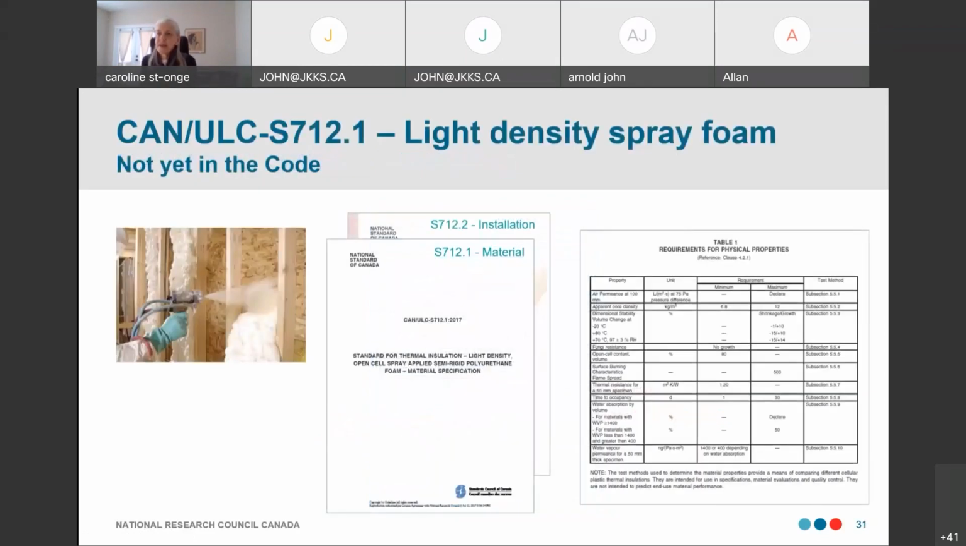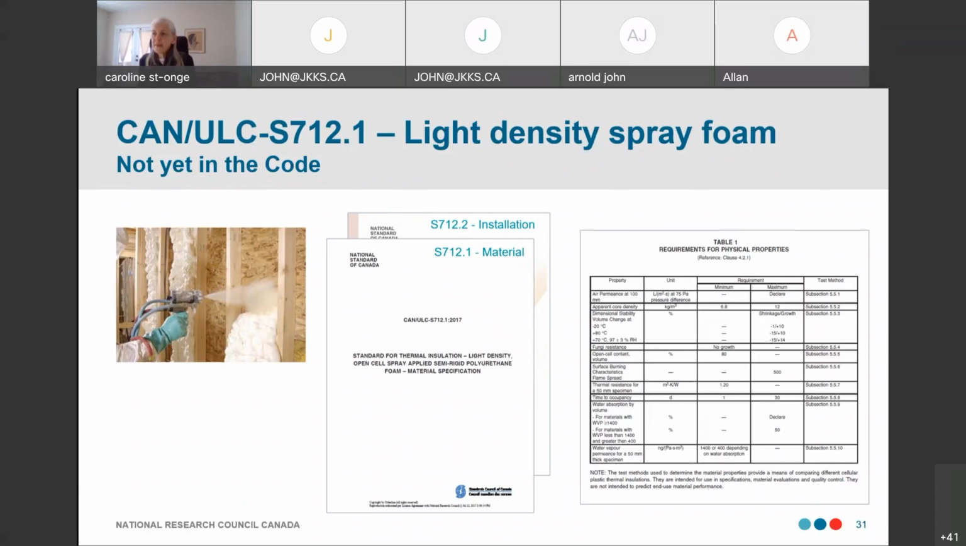And this is the last standard I wanted to show. It's 712.1 for light density spray applied foam. It's not yet in the code. It may be referenced in the next edition of the code. This standard refers to a material installation standard, and it includes multiple types of testing to be done as well. The only thing I wanted to highlight, because it's very similar to medium density foam, so I won't go through the whole aspect of this one.